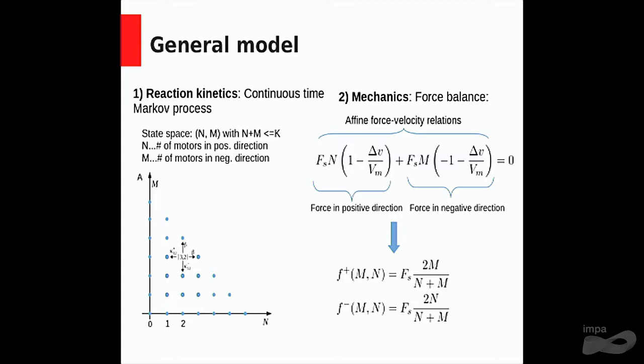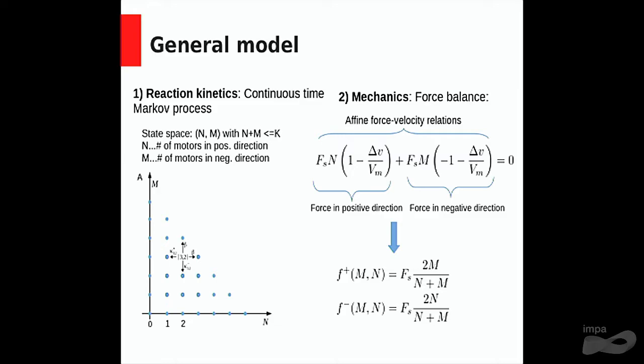So we need to compute those forces, and that means we need to come up with some model for the mechanics. We just took the simplest possible one, assuming that there is a force balance between motors pulling to the right and motors pulling to the left. Every single motor exerts a force according to this affine force-velocity relation, so a constant minus a velocity term. That allows us to compute those forces, given by those expressions. For example, the force to which a motor pushing to the right is exposed is given by the number of motors to the left times this factor here, 2 over the total number of motors.